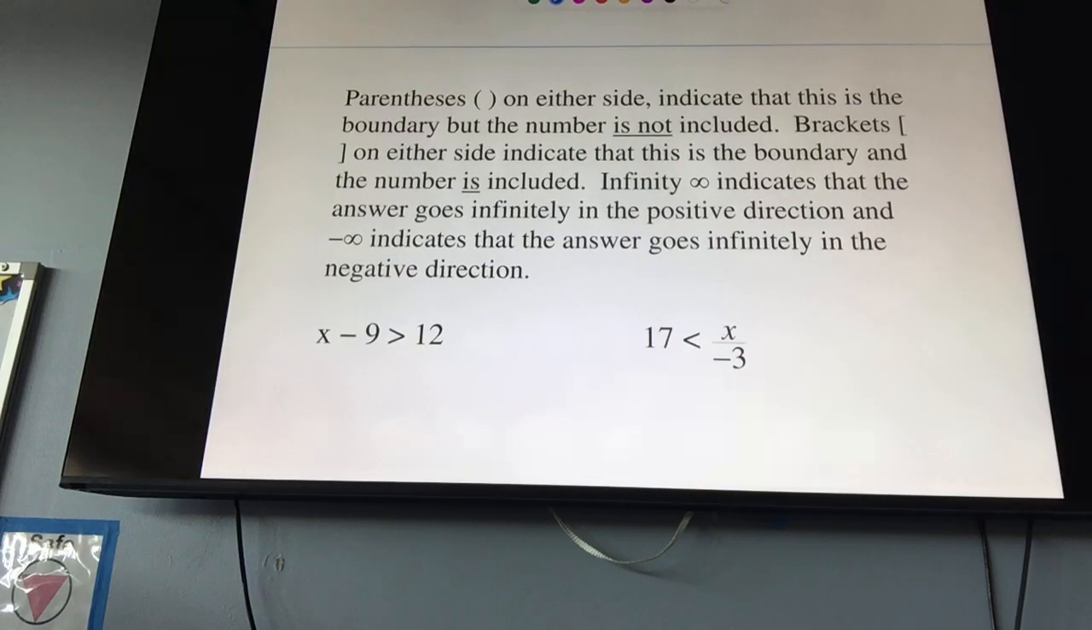Infinity, the symbol infinity, indicates that the answer goes infinitely in the positive direction, and negative infinity indicates that the answer goes infinitely in the negative direction, okay? So as we go through this, ask your questions, but I'll do some clearing up at the end and make sure I answer questions, okay?